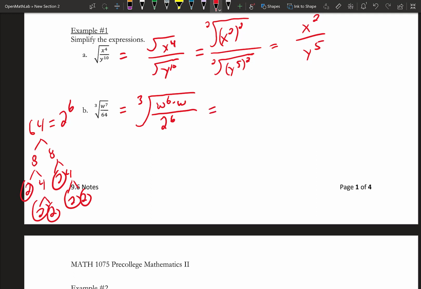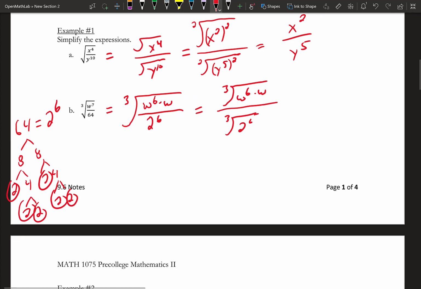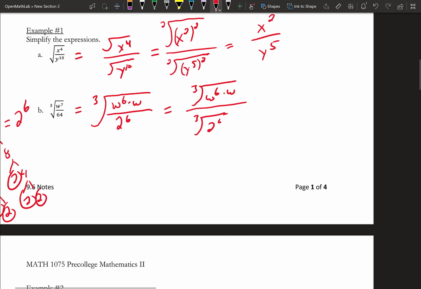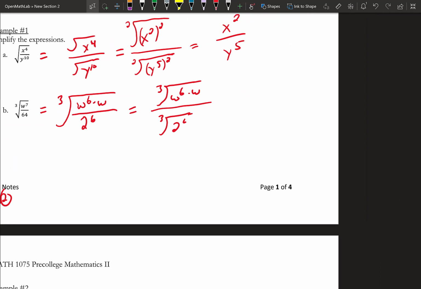So then this is equal to the cubed root of w to the 6th times w all over the cubed root of 2 to the 6th power. So that's just using that quotient division property of radicals that we just talked about. And then I can use the multiplication property of radicals to split up the top. So that would be the cubed root of w to the 6th times the cubed root of w all over the cubed root of 2 to the 6th power.